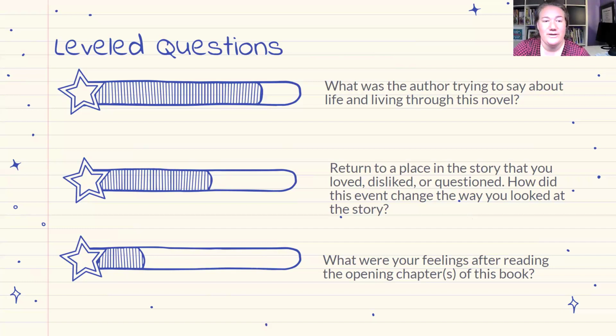So one thing we can do, and this is a teacher prep piece, is where we might ask leveled questions. So I have 3 questions here. We might start with a really low level question. What are your feelings after reading the beginning of the book? Or the next one, return to a place in the story that you liked, disliked, or questioned, and how did this event change your opinion or interpretation of the story? And then we have the last one, what is the author trying to say about life and living through this novel? So really a thematic question there.